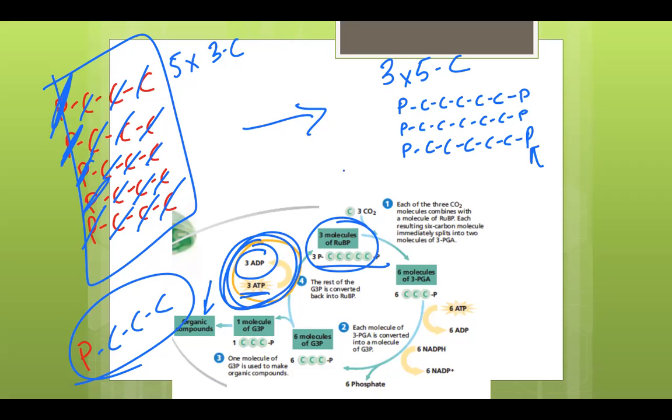If you cannot recreate RuBP, then the Calvin cycle stops, right? If you can't recreate the molecules that you started with, then you can't keep going. So it's important that we are able to regenerate RuBP in order to keep the Calvin cycle going. But out of every 3 carbon dioxide, you make 1 G3P, which is this guy. So each of these came from a CO2, and that's called carbon fixation.